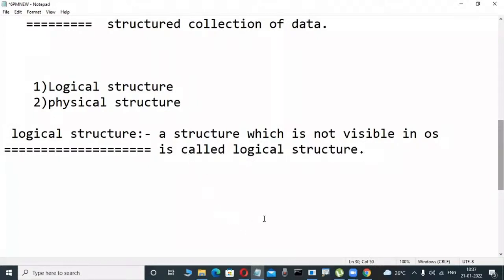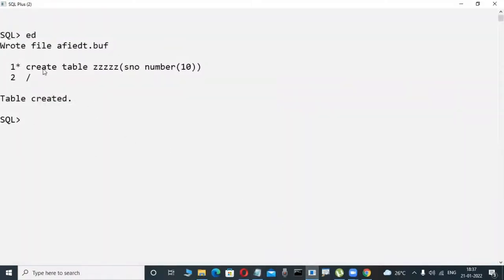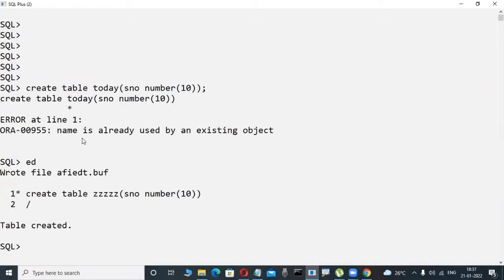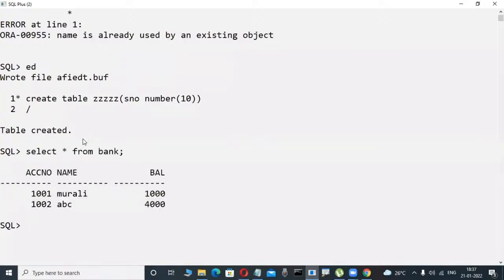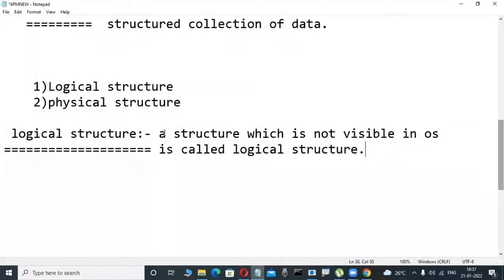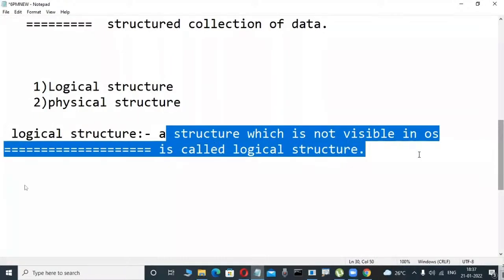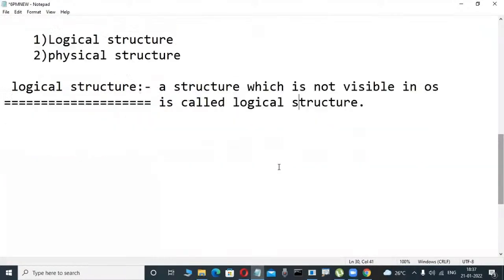That's why when you are creating a table, we are unable to view it in the C drive or D drive like that. But where is it visible? Yes, in a database. In this database only, it is visible. Those tables are visible in a database, but not in your C drive or D drive. That's why a structure which is not visible in the operating system is called a logical structure.